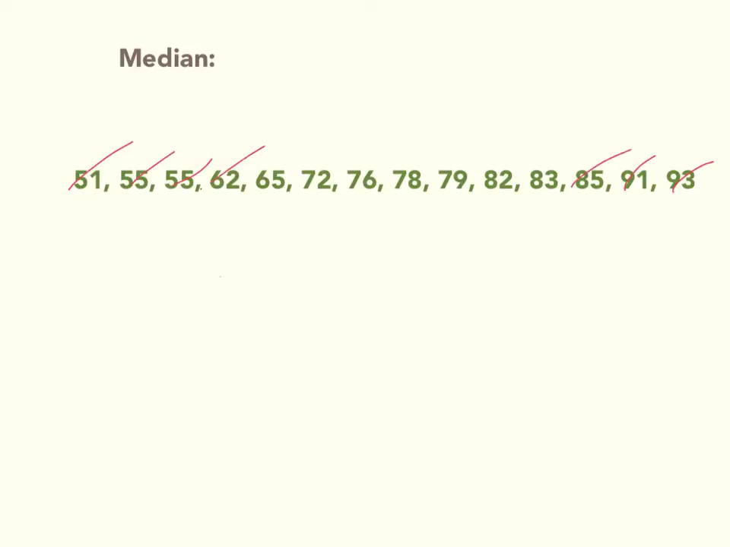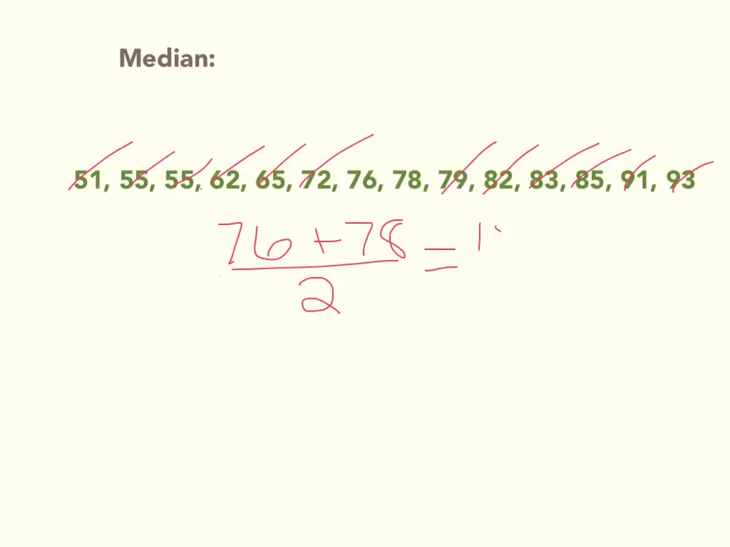And this is something that is review for you. And now I have my two middle numbers. There's not one in the very middle, so I have to take the average or the mean of both of those, and I do that by adding them up and dividing by 2. So 76 plus 78 is equal to 154 divided by 2, and that equals 77. I could also just think, what's in the middle of 76 and 78? That's going to be 77. So my median is 77.